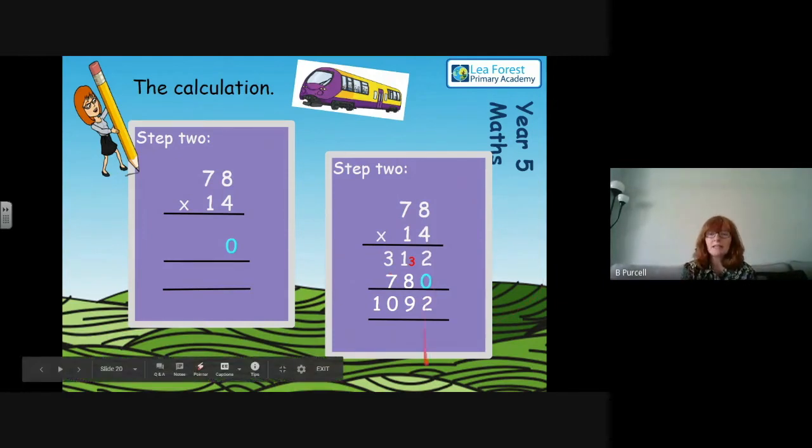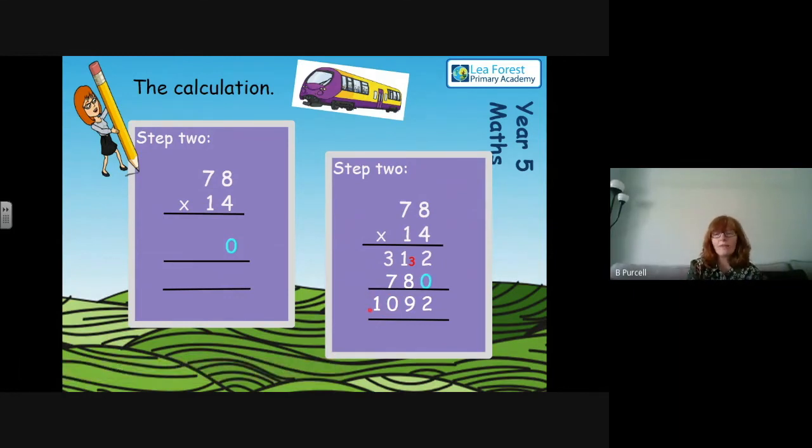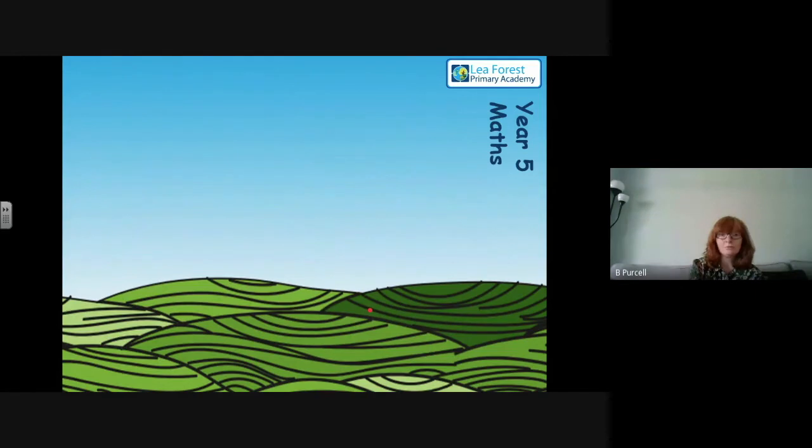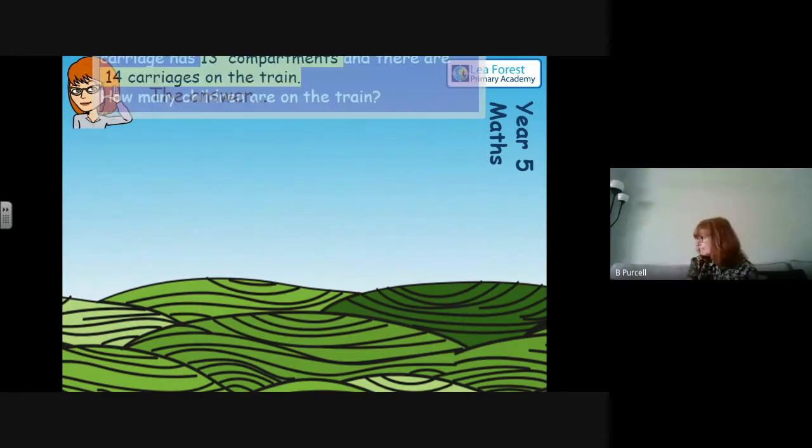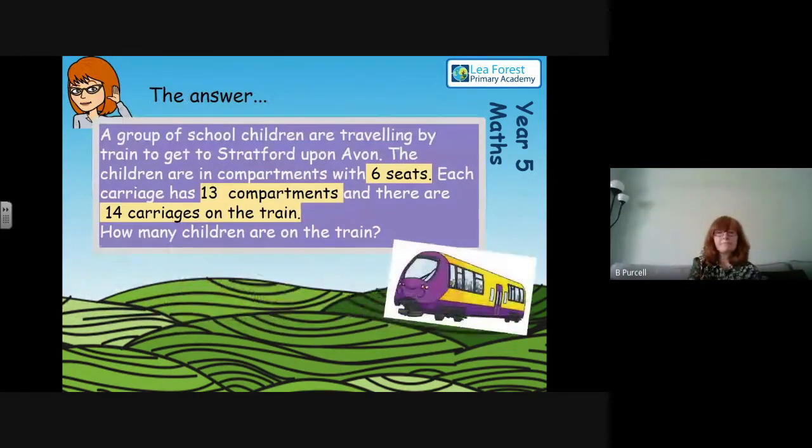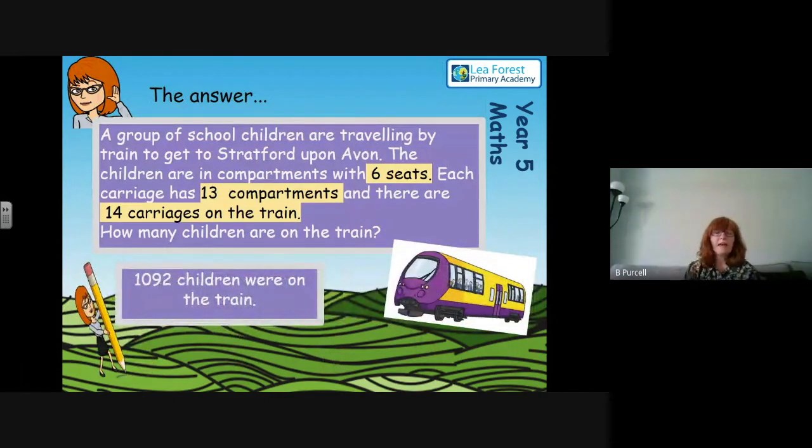And then we add them together. 2 add 0 is 2. 8 add 1 is 9, and 7 add 3 is 10. So our answer is 1092. So there were 1092 children on that train.